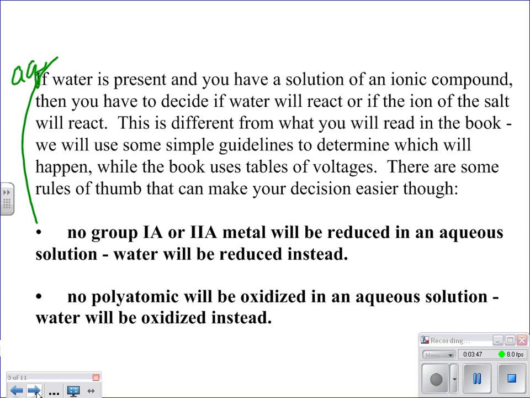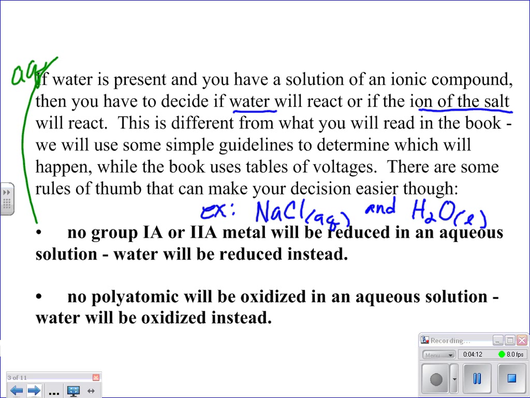We have to be able to decide whether water will react or if the ion from the salt is going to react. So now in this example, we would have not only sodium chloride that's aqueous, so breaking into those 2 ions, we've also got H2O to worry about. So that's the difference.